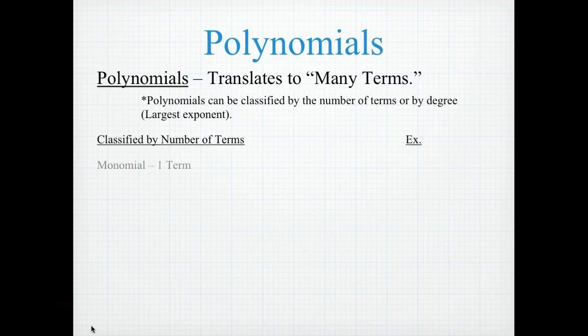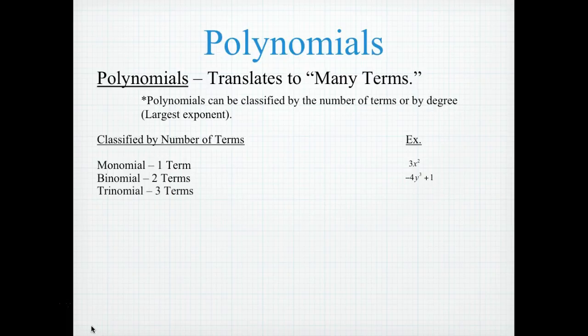So if you have a single term, it's referred to as a monomial. For example, 3x to the second is a single term, that's a monomial. If there are two terms, we call it a binomial, negative 4y to the third plus 1. So there's two terms connected with a plus sign, so that's a binomial.